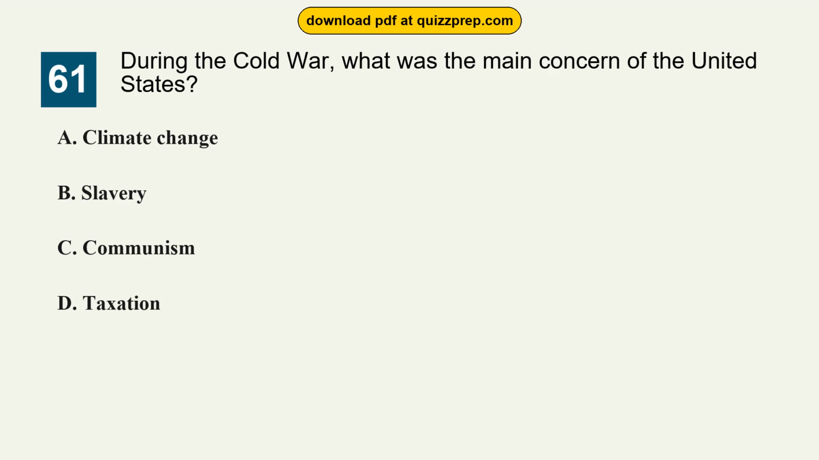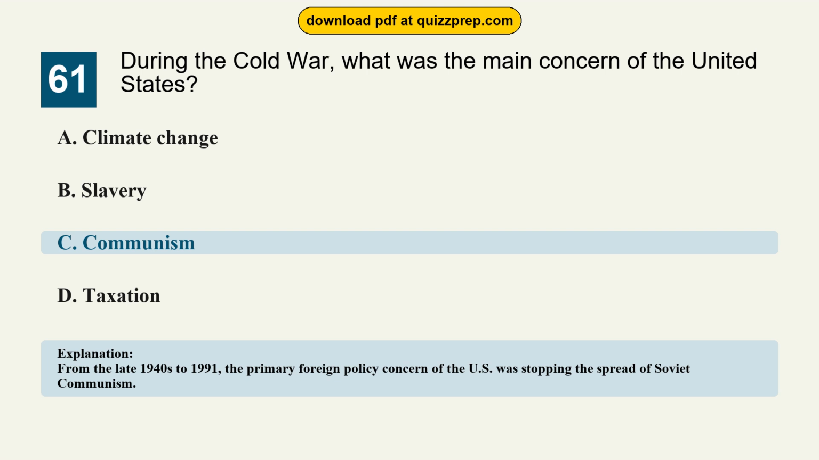Question 61. During the Cold War, what was the main concern of the United States? Option A, climate change. Option B, slavery. Option C, communism. Option D, taxation. The correct answer is option C, communism. From the late 1940s to 1991, the primary foreign policy concern of the U.S. was stopping the spread of Soviet communism.